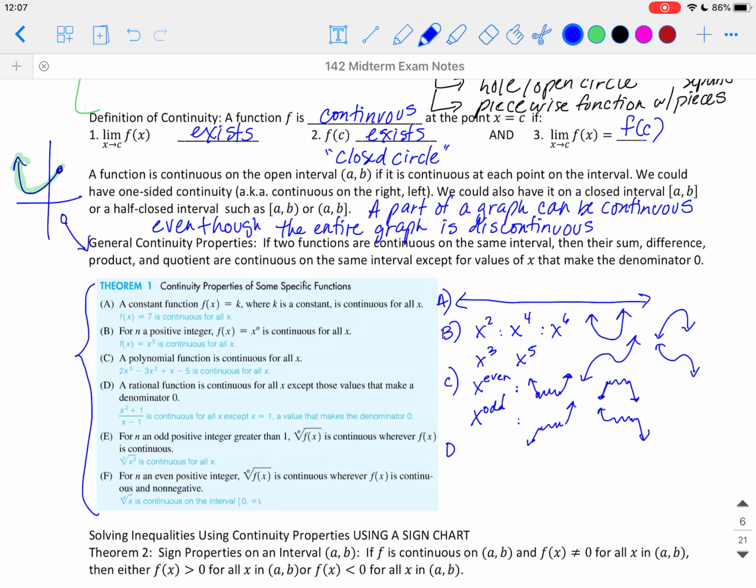For d, any rational function is continuous except for all the x values that make the denominator 0. There's a bunch of examples, but for example, if I have 1 over x, we know we can't divide by 0. So we're going to have, at the origin, technically a vertical asymptote. And the graph looks something like this.